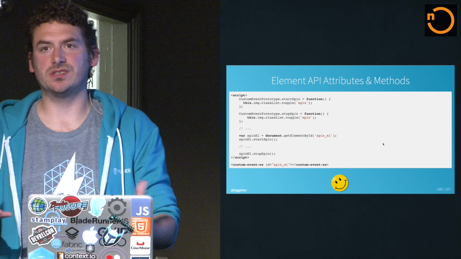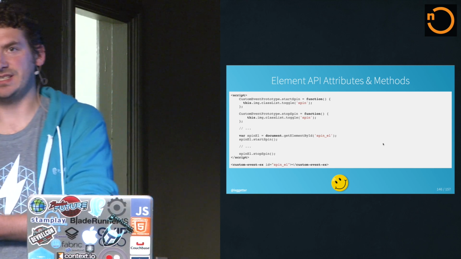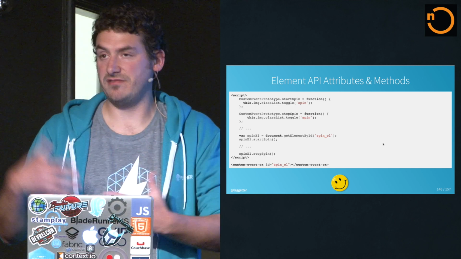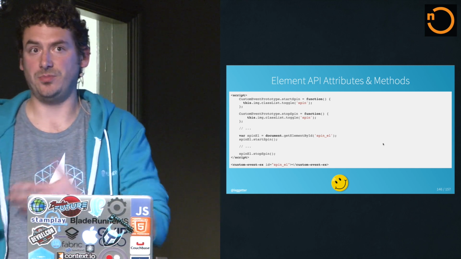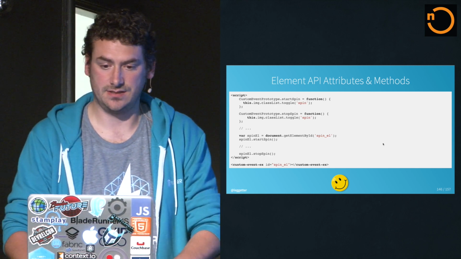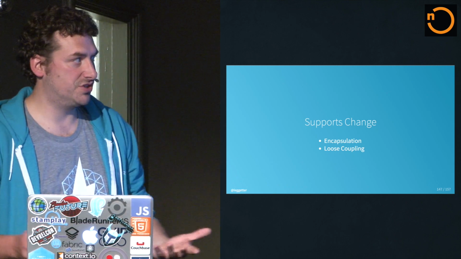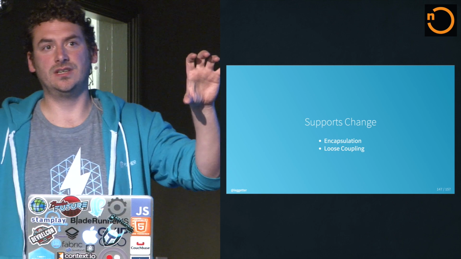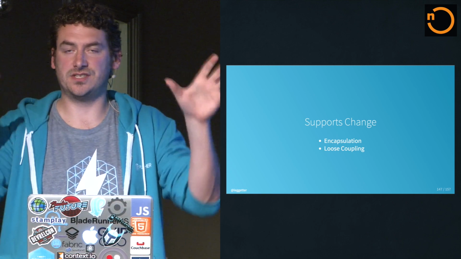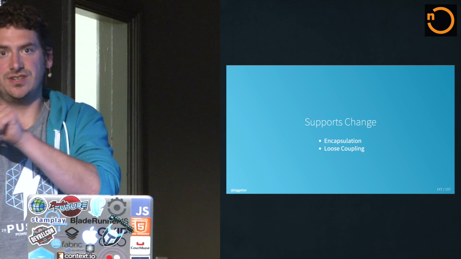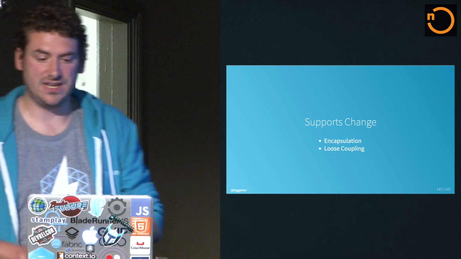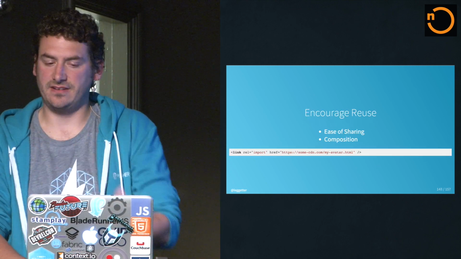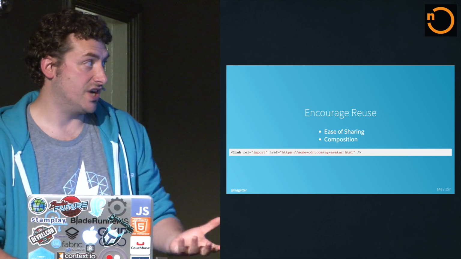Again, we've been building this sort of stuff. We do that with library components anyway. So as long as we've got that level of abstraction right, whether it's a native web component or a library component, it doesn't matter. It actually supports change. This idea that we can migrate different pieces of our application over time. As long as that API, the surface area, stays the same, we can change the underlying implementation. Encapsulation and loose coupling help that sort of thing. So it obviously encourages reuse, which I've already mentioned. It's ease of sharing and composition.